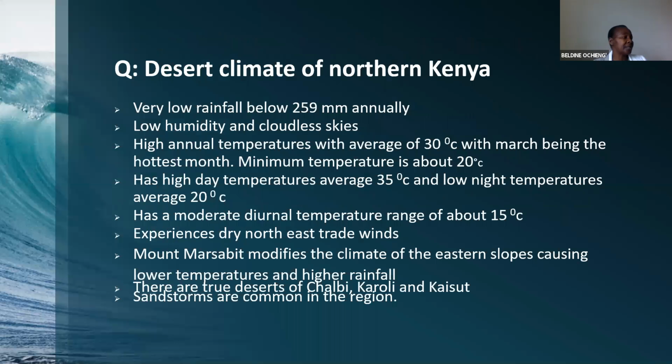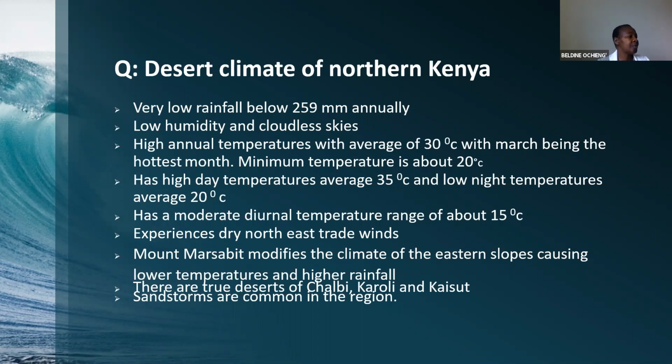The next one is the desert climate of northern Kenya. In our map, you saw the area in the north. Characteristics: very low rainfall, below 250 millimeters annually. Low humidity and cloudless skies. Remember, this one is a desert now.